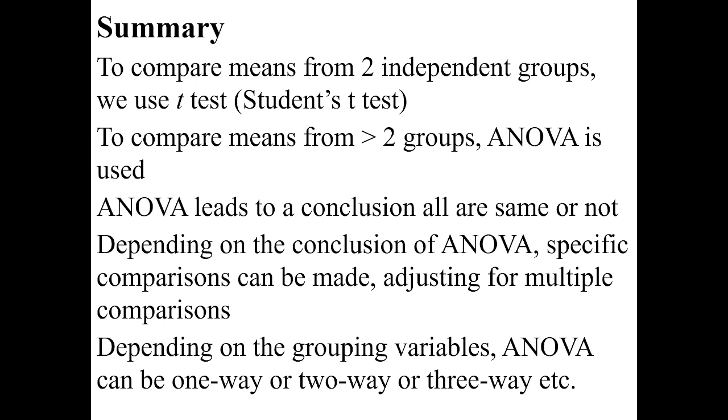To summarize, to compare means from two independent groups, we use a t-test or Student's t-test. But to compare means from more than two groups, ANOVA is used. ANOVA leads to a conclusion of whether all are the same or not. And if it leads to a significant result, specific comparisons can be made, adjusting for multiple comparisons. And depending on the grouping variables, ANOVA can be one-way, two-way or three-way, etc.